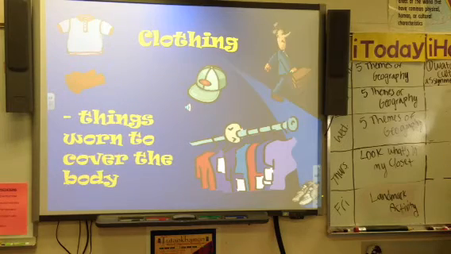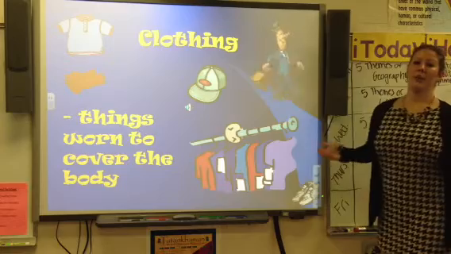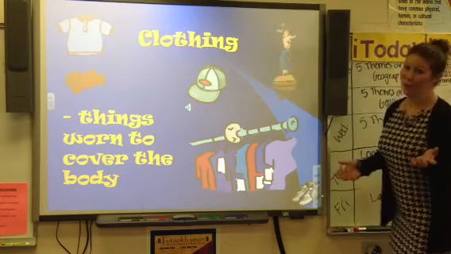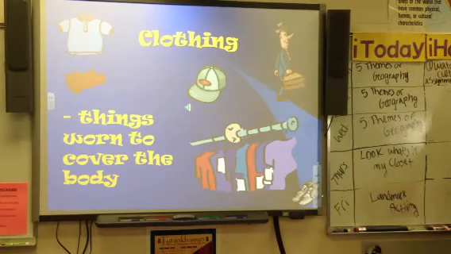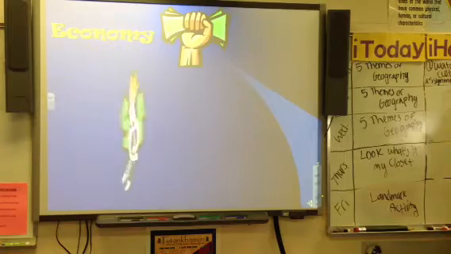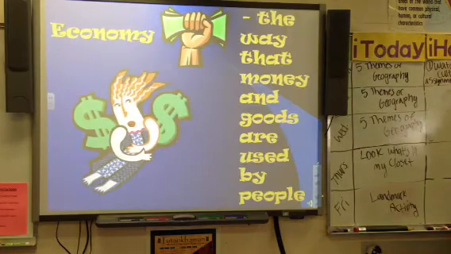Clothing, one of Miss Boop's favorite things. Clothing, things worn to cover the body. I'm sure all of you already know this by now. The economy, the way that money and goods are used by people. Many different cultures have different economic values. We will be discussing them throughout my class this year.